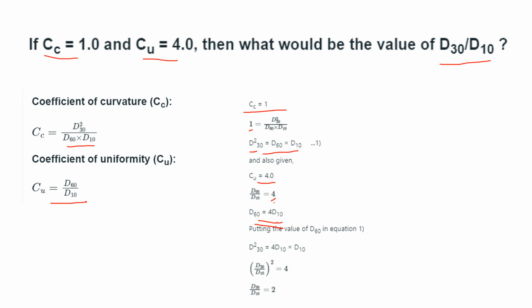Now you substitute. We need everything in terms of D30 and D10. So you substitute this D60 in terms of D10, which is 4 times D10. So D30 square equal to 4 into D10 into D10. So D30 by D10 the whole square is 4. So D30 by D10 is equal to 2. The same problem, the same method, you can use for your assignment also. You start from the basics and then you can get to the solution.